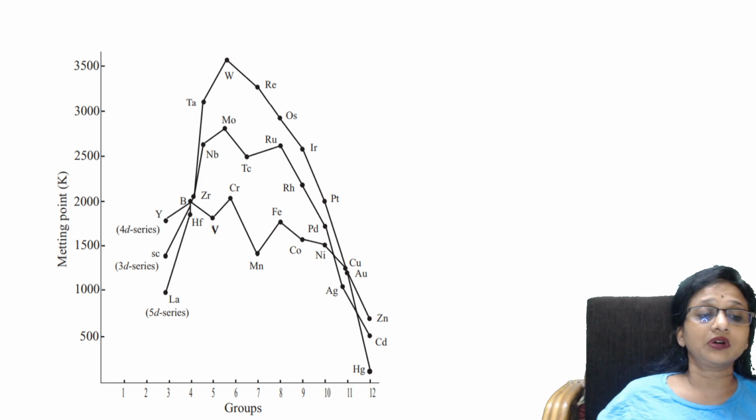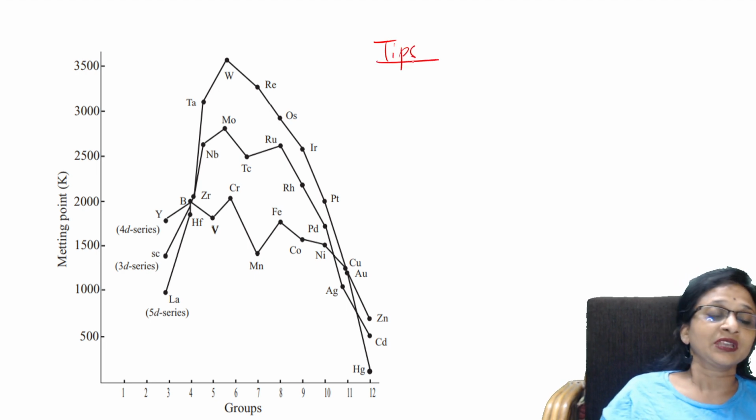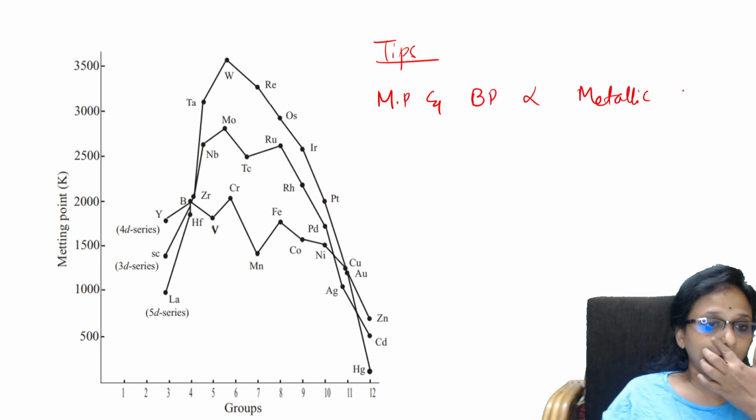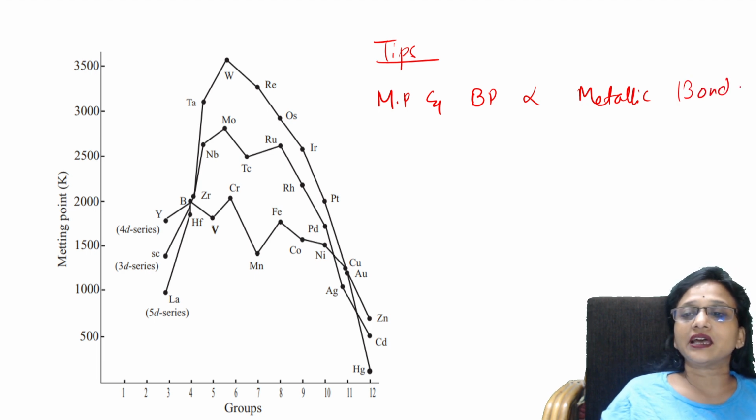So what to remember and what clue to remember? Remember the tip. What is that? The tip is, remember, melting point and boiling point are directly related to your metallic bond strength. Okay, right.